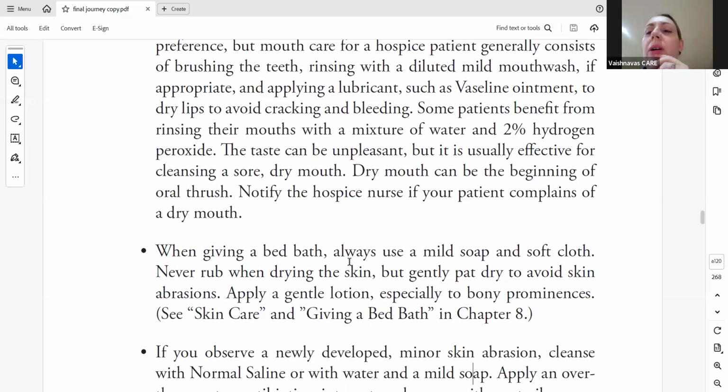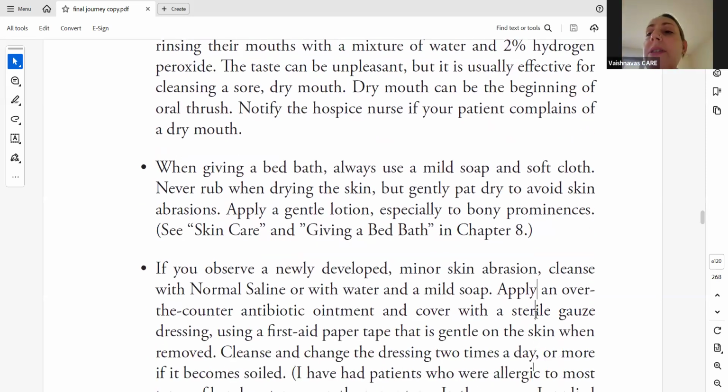When giving a bed bath, always use a mild soap and soft cloth. Never rub when drying the skin, but gently pat dry to avoid skin abrasions. Apply gentle lotion, especially to bony prominences. See skincare and giving a bed bath in Chapter 8.